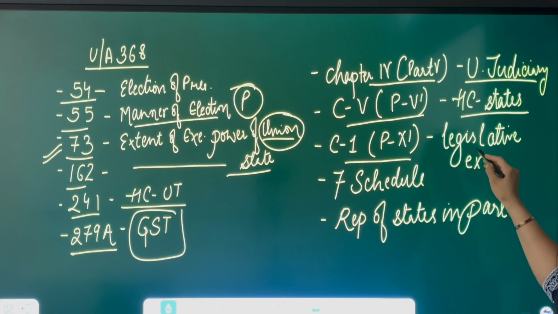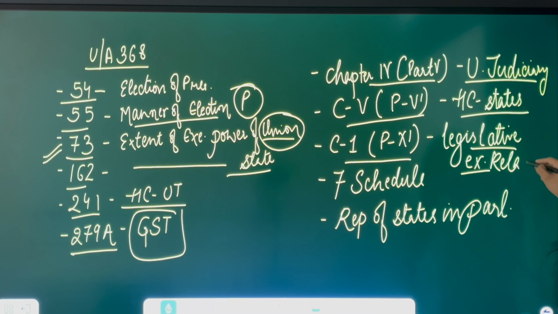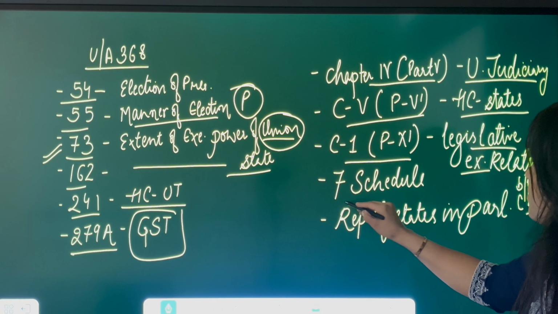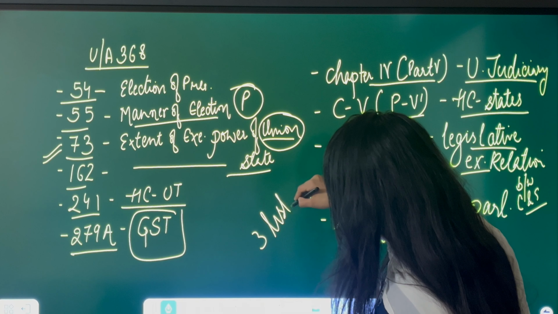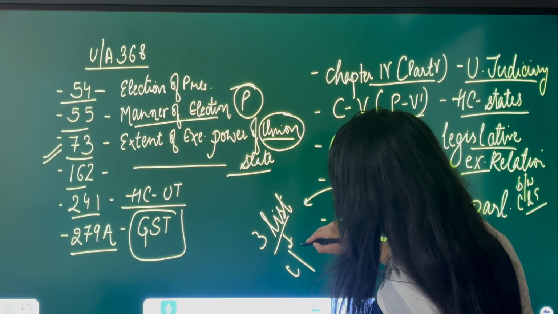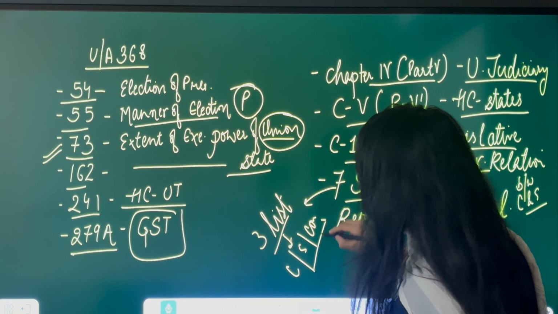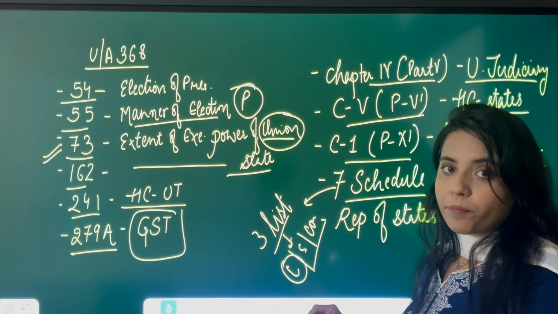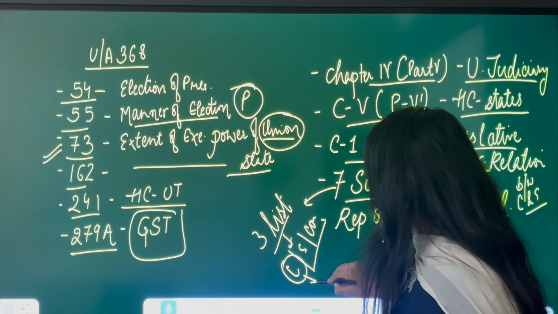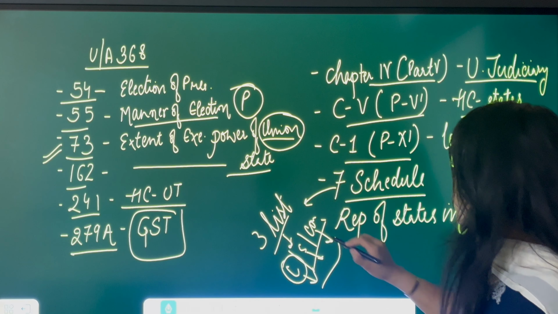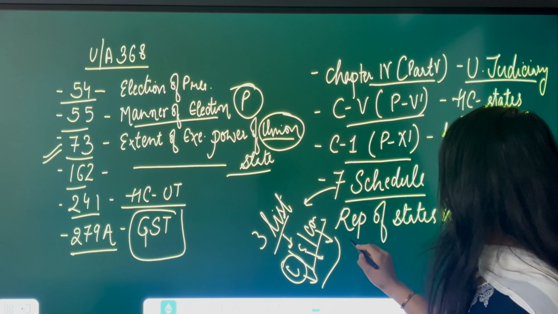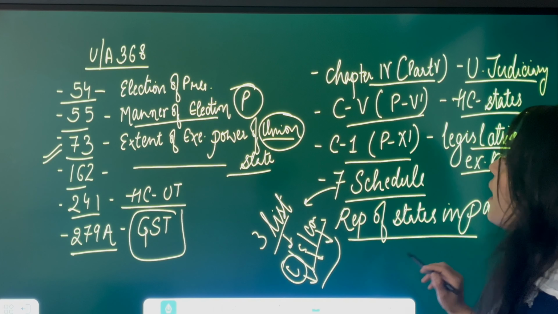Chapter 1 of Part 11, Legislative Relations between center and state. Then you have the 7th schedule. The 7th schedule contains 3 lists of subjects: center, state and concurrent. That means it contains the topics on which the parliament or the state or both of them can make laws. Okay, so it contains those subjects. And then representation of states in the parliament.